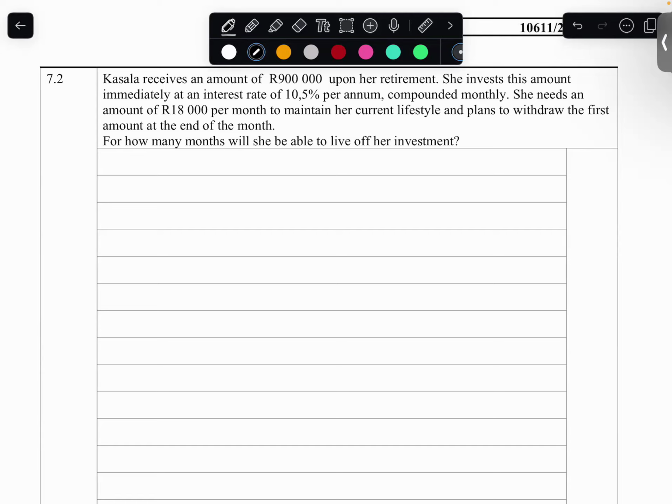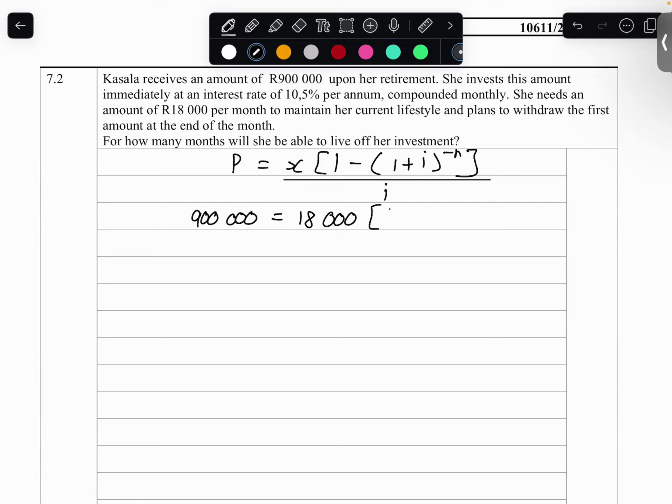So you're going to start with P is equal to X into 1 minus (1 plus i) to the minus n, all over i, right? Your P is the 900,000, the lump sum that she's receiving at present. She needs 18,000 a month, right? That's the 18,000 into 1 minus (1 plus 10.5% over 12, since it's compounded monthly), all to the minus n. That's what I'm looking for, right? n is the number of months. We're looking for that. This is all over 10.5% over 12. Right. How do I solve this?